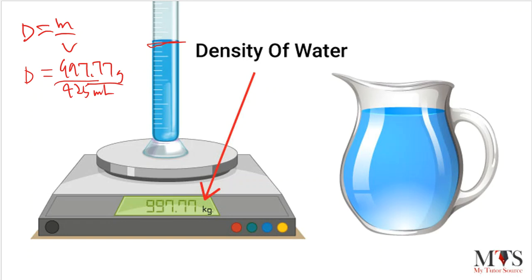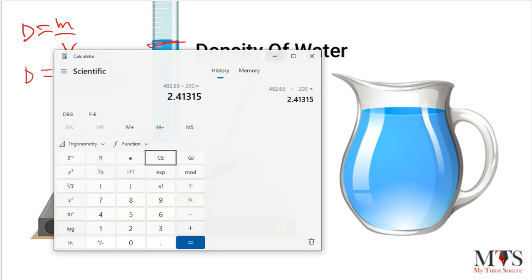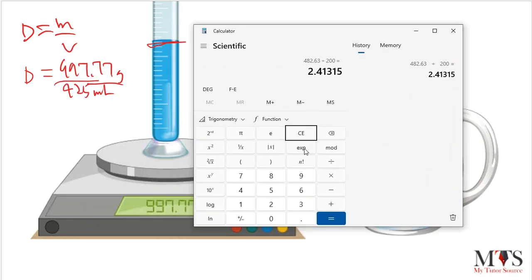So how do we calculate density here? D equals M over V. Okay, so here in my handy dandy calculator, I'm going to take 997.77 divided by 425. See how hard that was? Oh, it was so difficult.